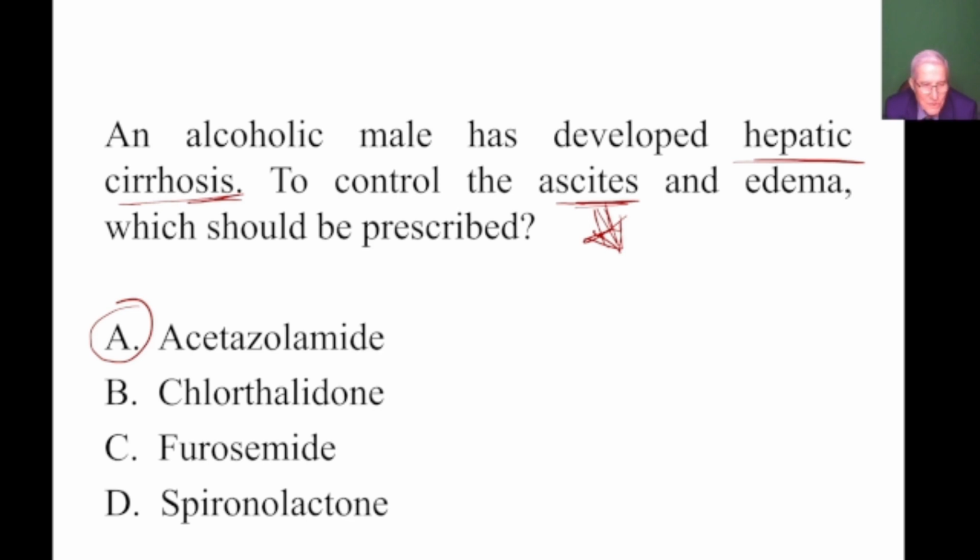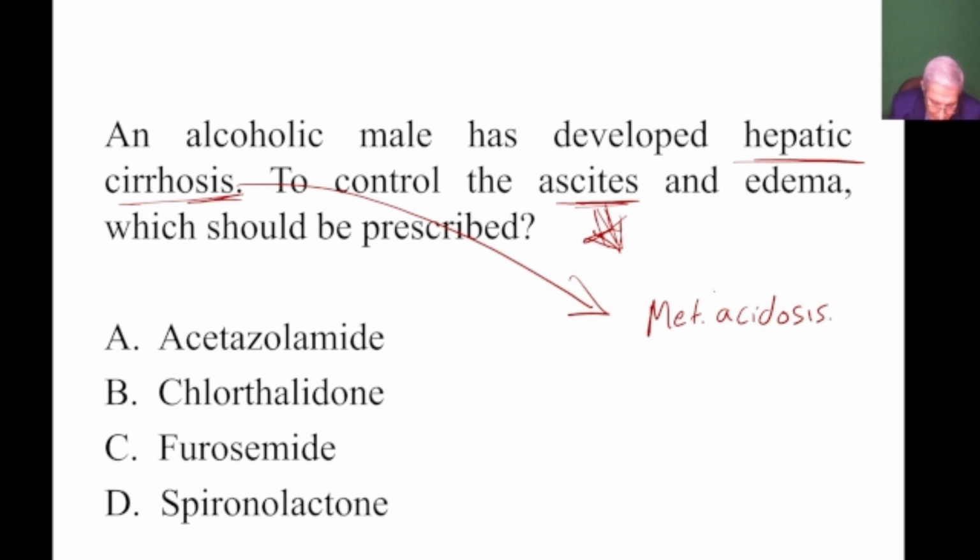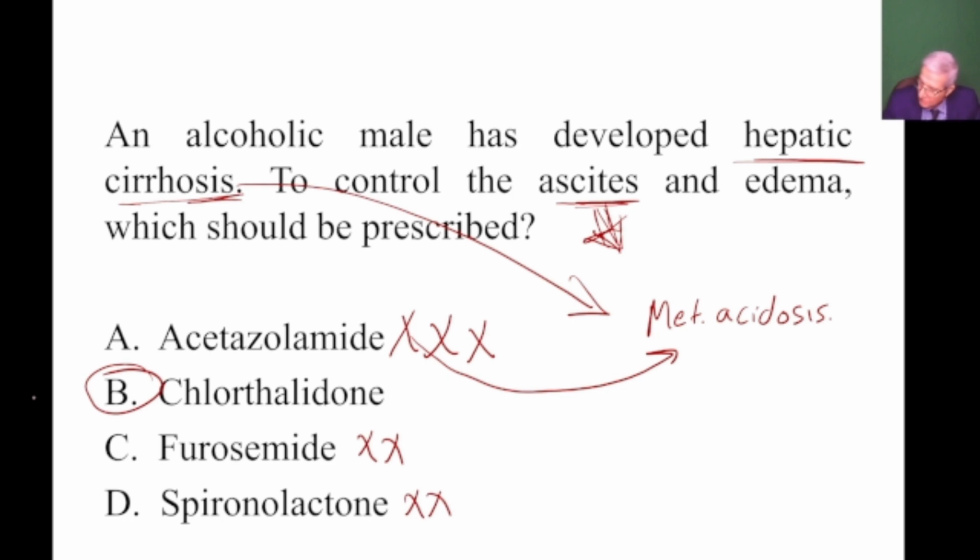What do you think? If you choose acetazolamide, can you convince me this is the correct choice? I believe it's not the correct choice, because with hepatic cirrhosis the patient suffers from metabolic acidosis, and acetazolamide causes metabolic acidosis, so it is contraindicated and not allowed to prescribe. Furosemide, no, it's not the first choice. Spironolactone, no effect. Chlorthalidone belongs to the thiazide group. Chlorthalidone will be for patients suffering from hepatic cirrhosis.